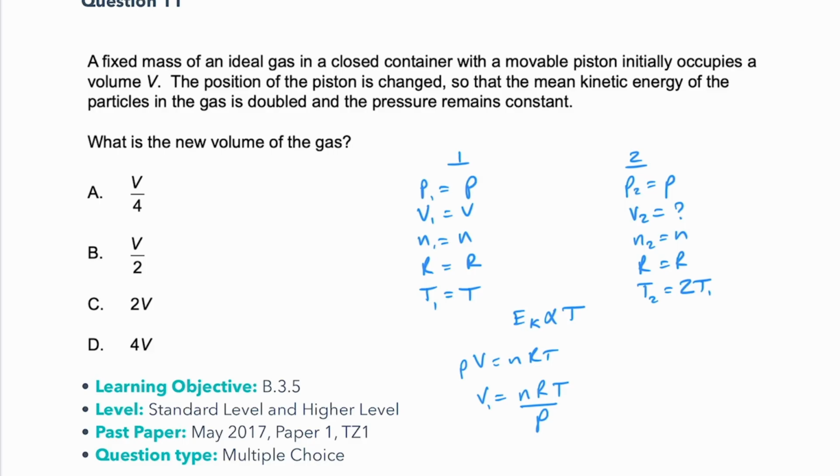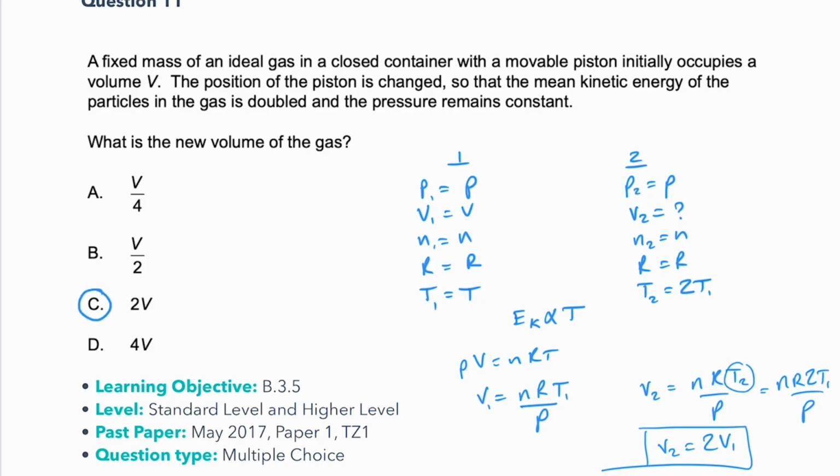And if we're looking at volume 1, then we've got nRT1 over P. And for volume 2, we've got nRT2 over P. And P is the same, so it's fine. But instead of putting T2 there, we can put nR2T1 over P, which gives us V2 equals 2V1. So the volume is 2 times the original volume, and our answer is C.